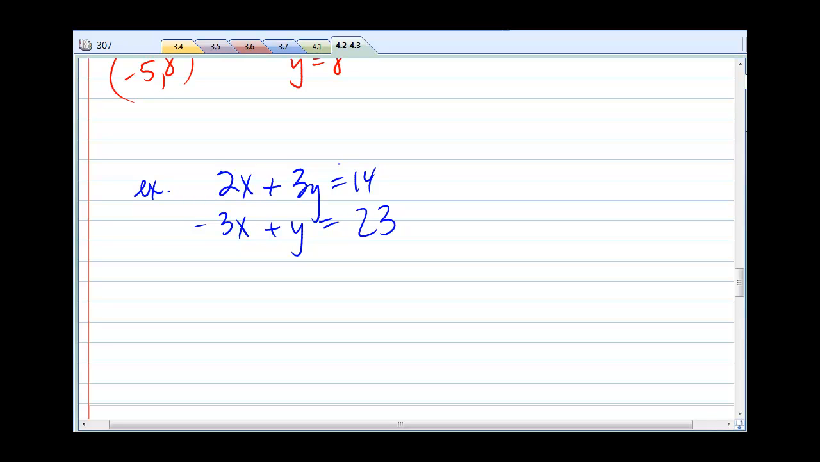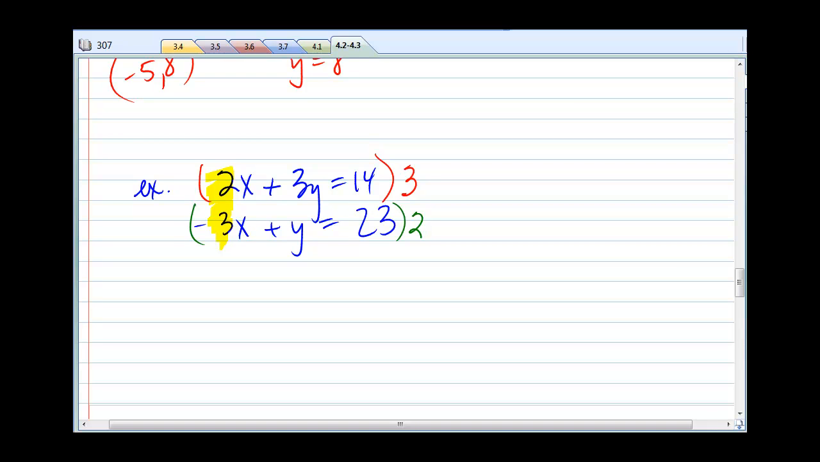Before, I looked at the coefficients of my y's to try to eliminate the y's. This time I'm going to look at the coefficients in front of my x's. I have a 2 and a 3. So we can multiply the first equation by the second equation's coefficient of 3, and multiply the second equation by the first equation's coefficient of 2. And watch what happens.